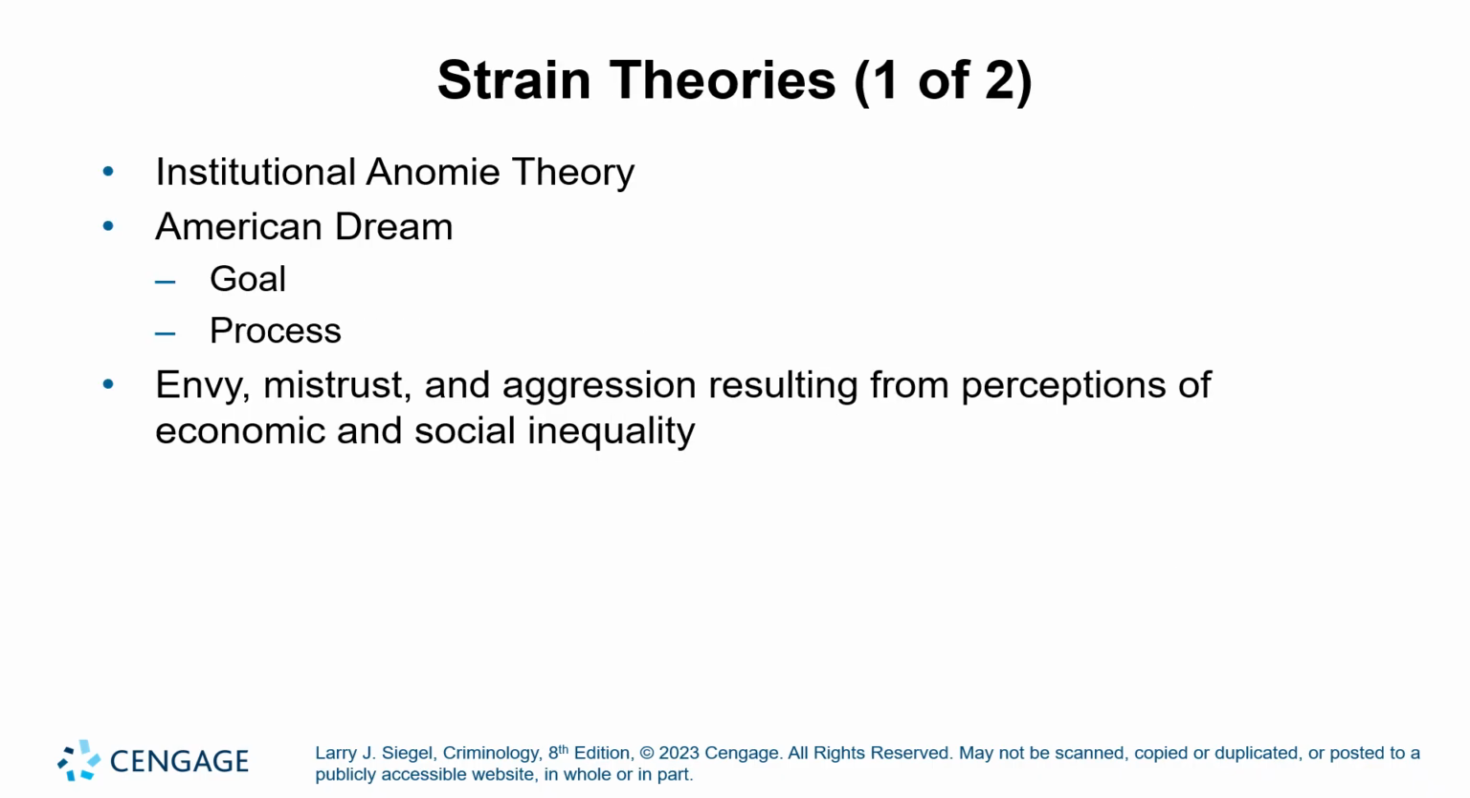We're now moving into strain theories, which focus on how pressure within society can lead to crime. One important version is institutional anomie theory, which connects crime to the structure of American society itself. This theory is closely tied to the American dream, which emphasizes a shared goal of economic success. The problem arises when society places more emphasis on achieving the goal than on following legitimate processes to reach it. When people perceive economic and social inequality, this imbalance can lead to feelings of envy, mistrust, and aggression, emotions that increase the likelihood of criminal behavior.